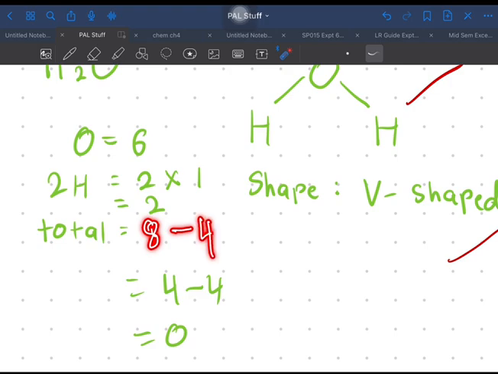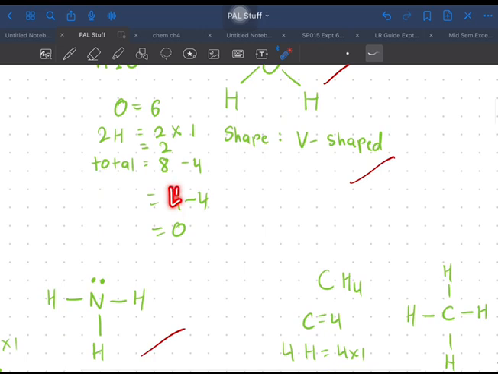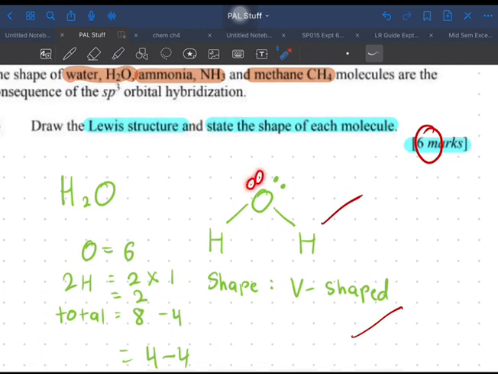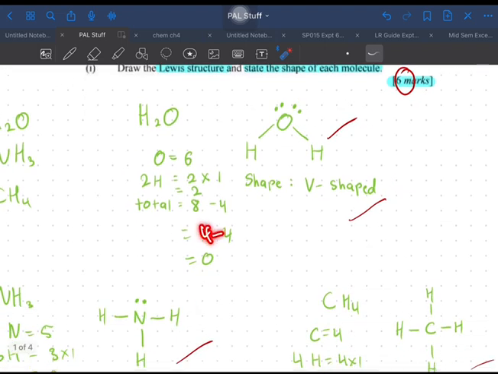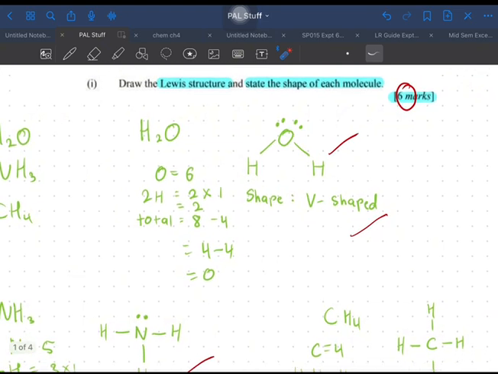So we just have to minus 4. So the remaining valence is 4 electrons. Where do the 4 valence electrons go? We make them lone pairs. So that means we have 2 lone pairs. Alright. So 4 minus 4 equals 0. So this is the perfect configuration.